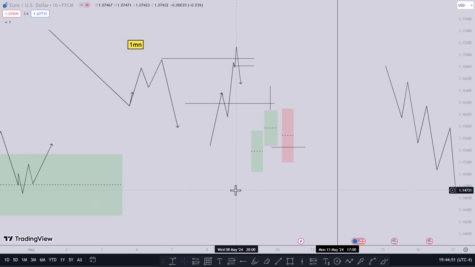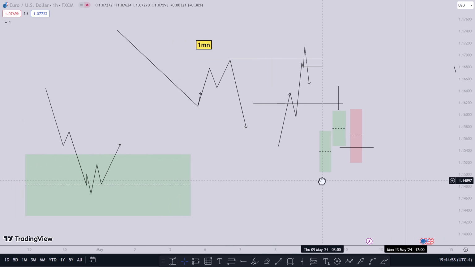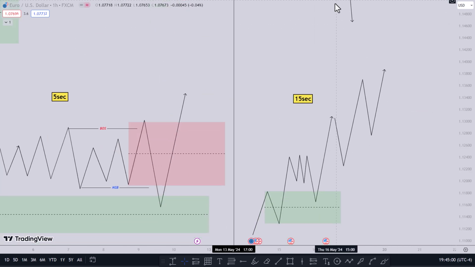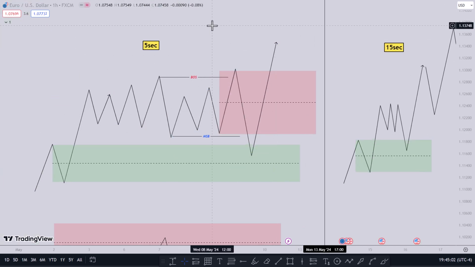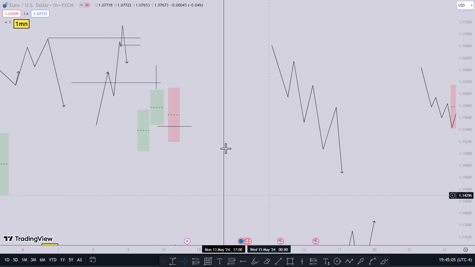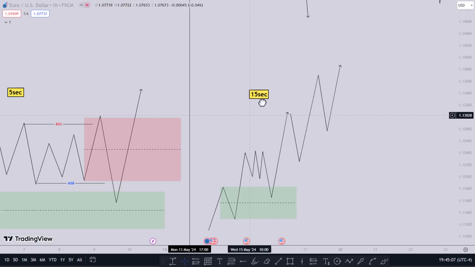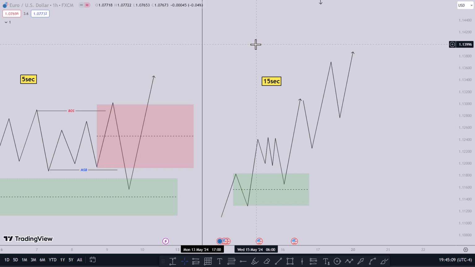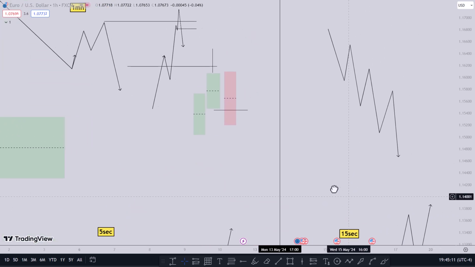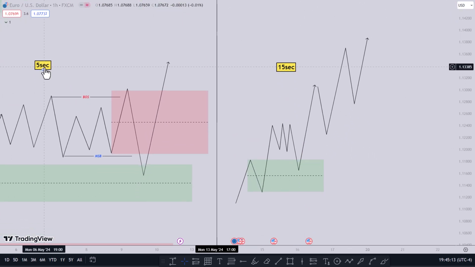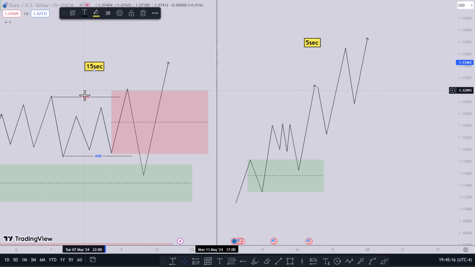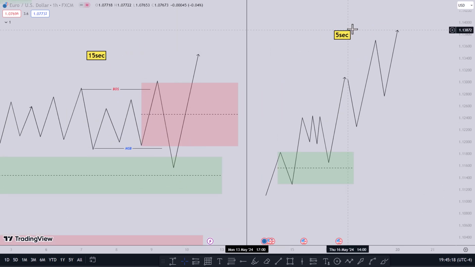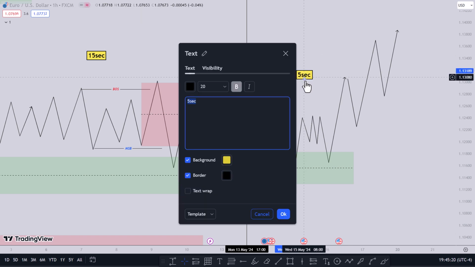Now you can be fluid with the time frames. So for example, sometimes I see this pattern right here. I see this pattern happen on the 15-second time frame. So this is a 15-second pattern that happens on the 15-second, and here this is not the 15-second. Now this is the 1 minute.